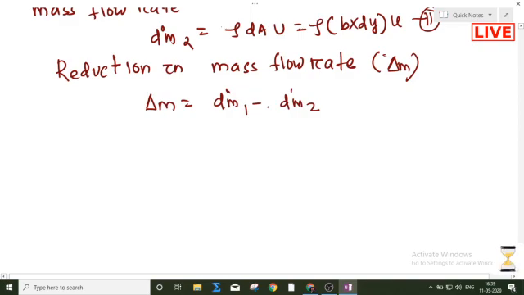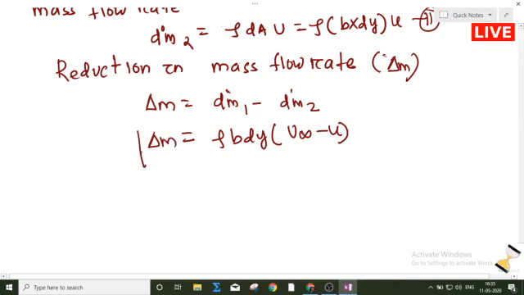dm1 is the mass flow rate when there is no formation of the boundary layer, and dm2 is the mass flow rate when there is formation of the boundary layer. If you subtract one from the other, you get the reduction in the mass flow rate. So this is coming out to be rho into b into dy into (u infinity minus u). So this is the reduction in mass flow rate.